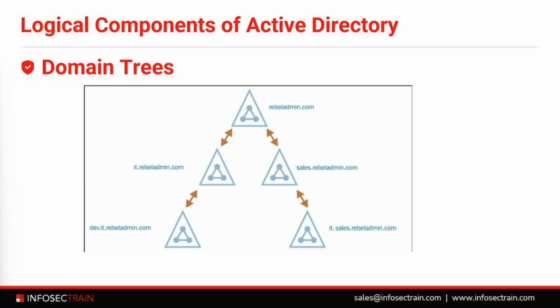So here, if you see rebeladmin.com, it is the parent domain for the domain tree. It has two child domains, it.rebeladmin.com, sales.rebeladmin.com. So it shares the same rebeladmin.com namespace, right? When it goes to the next level in the domain tree, it shares the namespace from the preceding one, dev.it.rebeladmin.com, it.sales.rebeladmin.com, right? So that's a domain tree.